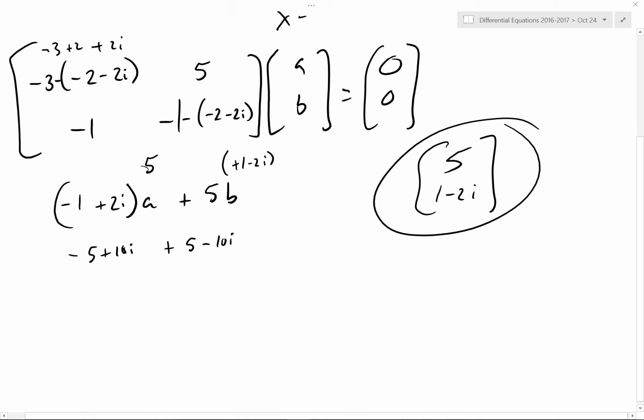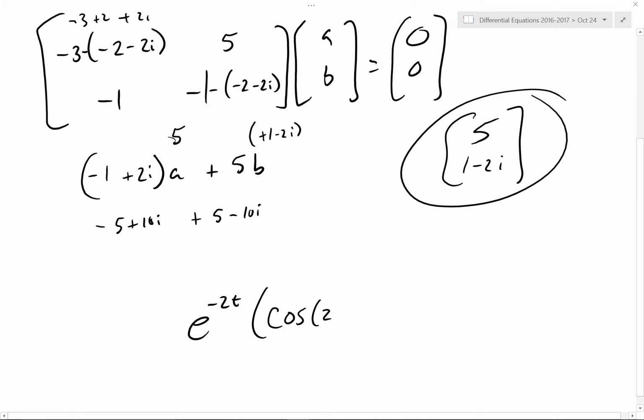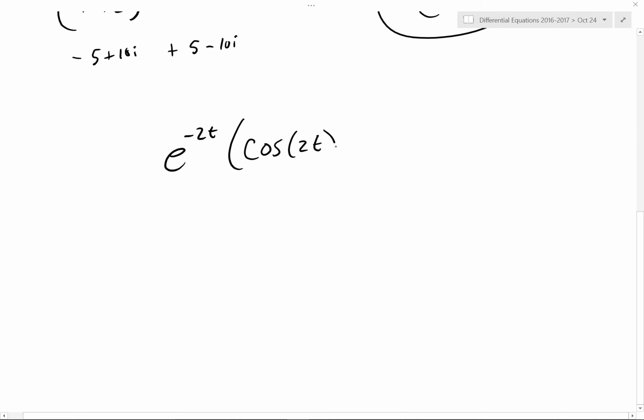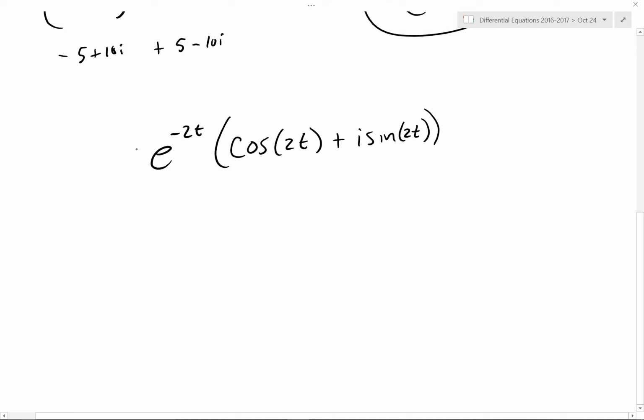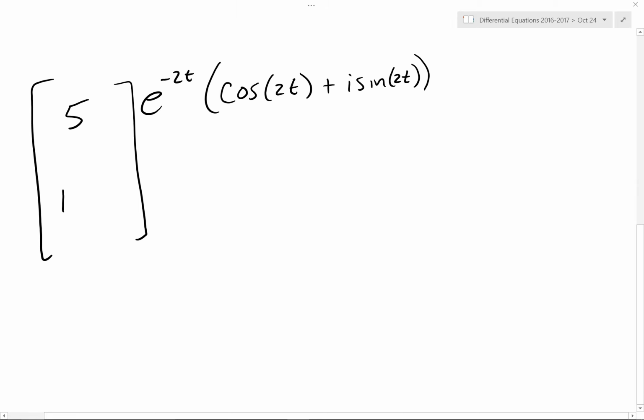So, remember, our equation is going to be e to the negative 2t. We got a cosine of 2t, yes, a cosine of 2t, and an i sine of 2t. Right? That whole thing right there. And we're going to multiply it by our vector, which is 5 and 1 minus 2i.